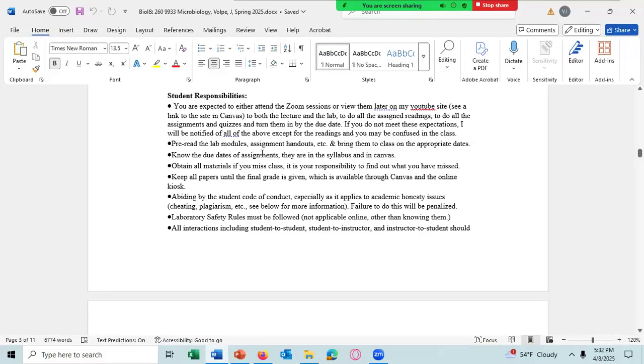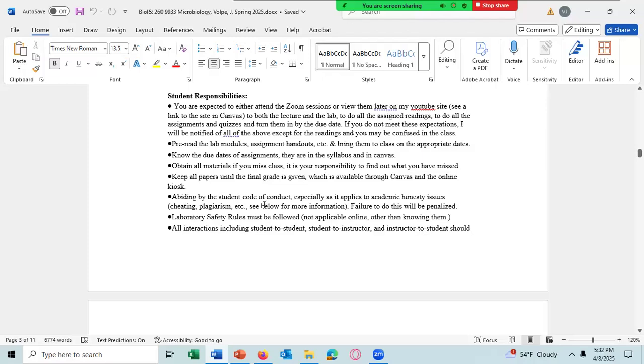Please pre-read the lab modules and the assignments, and bring them to class on the appropriate dates. Know the dates of the assignments. They're in the syllabus and they're in the Canvas calendar as well. Obtain all materials you miss in class. It's your responsibility to find out what you have missed. Keep all papers and final grades until the final grade is given. That way, if you want to dispute something, you've got evidence.